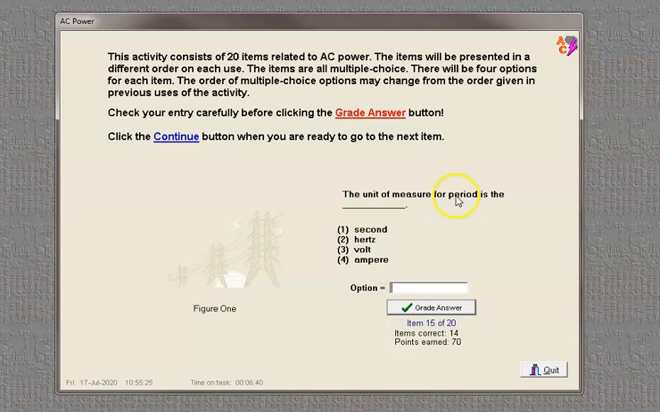The unit of measure for period. Period is a measure of time. Only one of these is time, so therefore it's going to be number 1, the second.